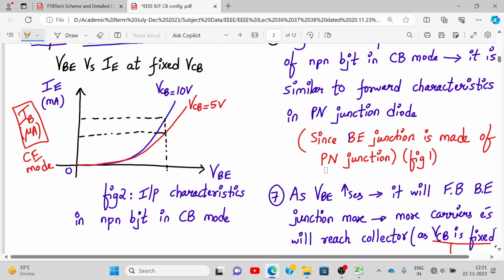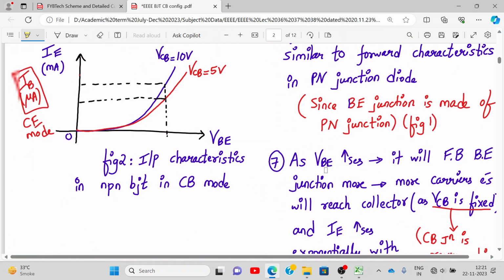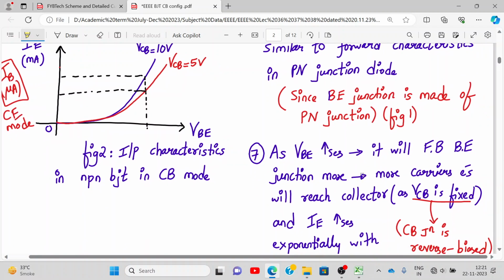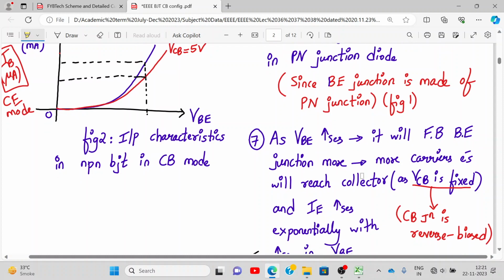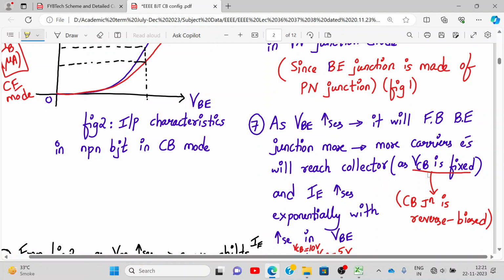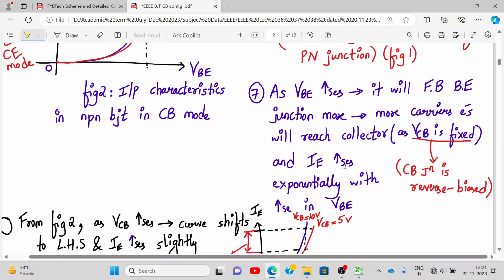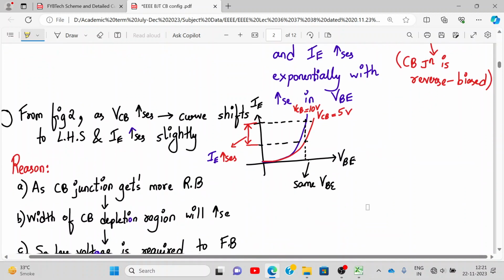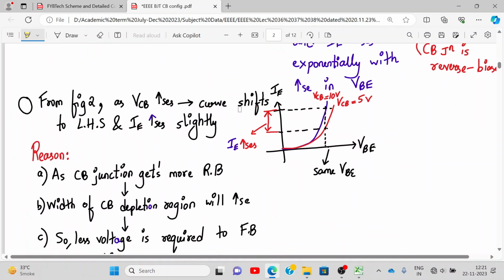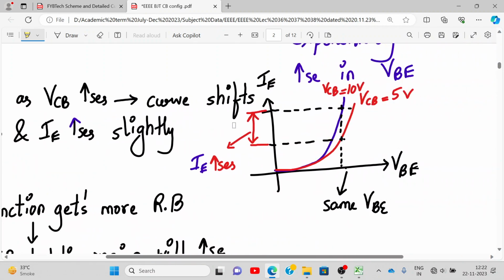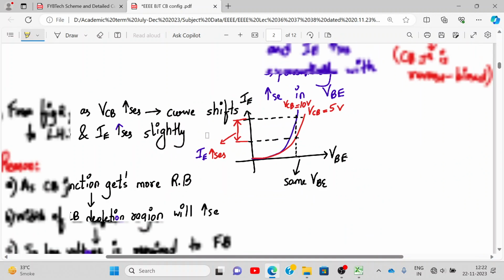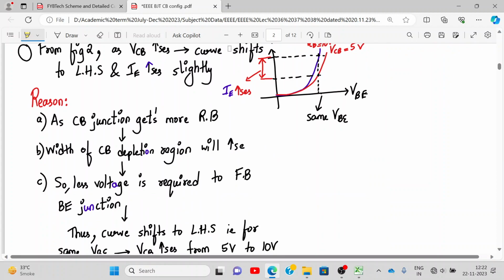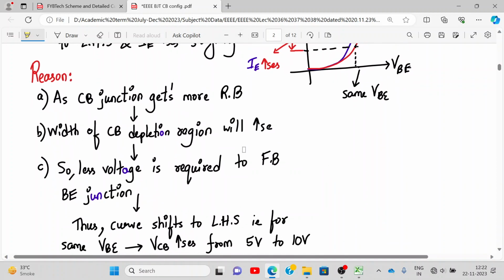Exponential nature is clear. Now I have to explain why, for the same value of VBE, IE is higher for a higher value of VCB. So the reason is written over here. As VBE increases, what will happen? Your PN junction becomes more forward biased. So more carriers will reach the collector region, as VCB is fixed. Therefore IE increases exponentially with VBE. That is what we have seen. Now, as VCB increases, the curve slightly shifts to the left. That means at a higher value of VCB, why does IE increase? That is what we are explaining right now. The reason is as follows: the collector-base junction becomes more reverse biased.